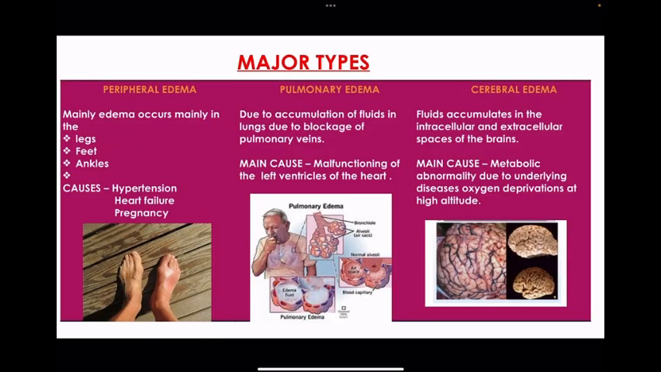Major types. There are three major types: peripheral edema, pulmonary edema, and cerebral edema. In peripheral edema, swelling occurs mainly in the legs, feet, and ankles. The causes are hypertension, heart failure, and pregnancy. In pulmonary edema, fluid accumulates in the lungs due to blockage of pulmonary veins. The main cause is malfunctioning of the left ventricle of the heart. In cerebral edema, fluid accumulates in the intracellular and extracellular spaces of the brain. The main cause is metabolic abnormality due to underlying diseases, and oxygen deprivation at high altitude.